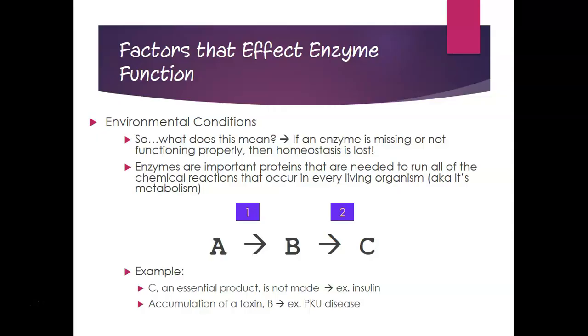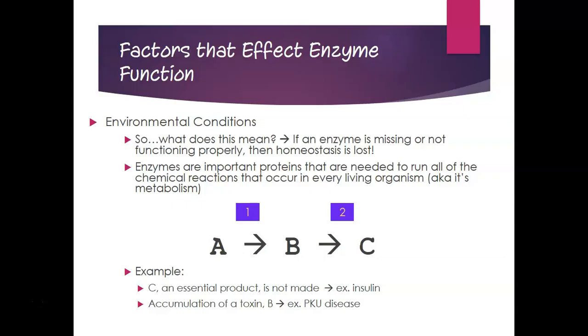So what does all this mean? Well, if you've got a situation where you're missing an enzyme or an enzyme isn't functioning properly because that homeostasis is lost, it really becomes a big problem. When we look at chemical reactions going on in your body, it's very rare for one product to be made from one set of reactants and the whole thing's done. Instead, most of your metabolism is these big series of chemical reactions, pathways, and in fact most of them are way longer than this. But this is just an example.